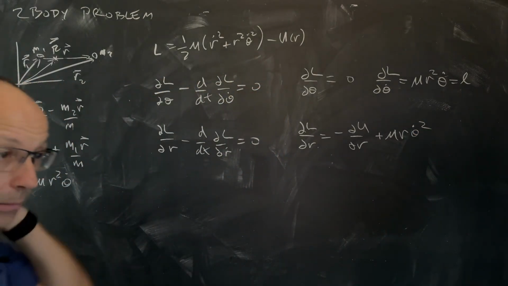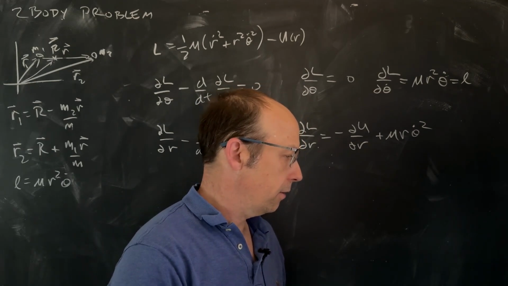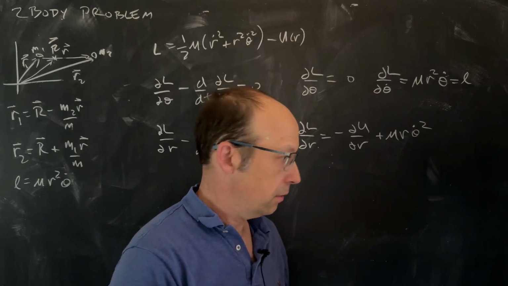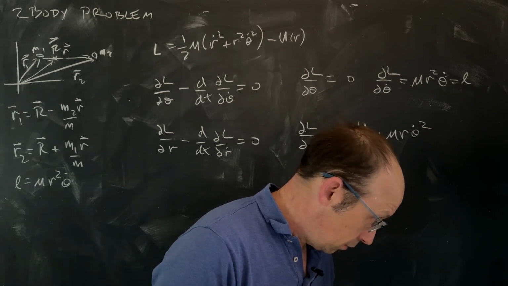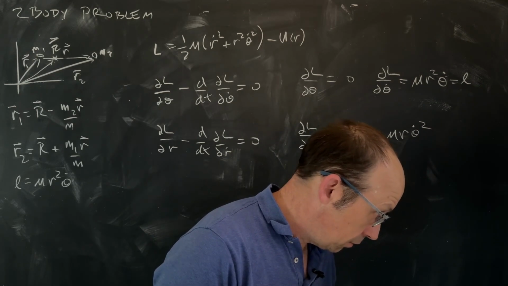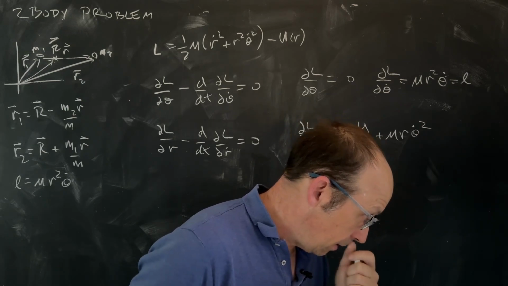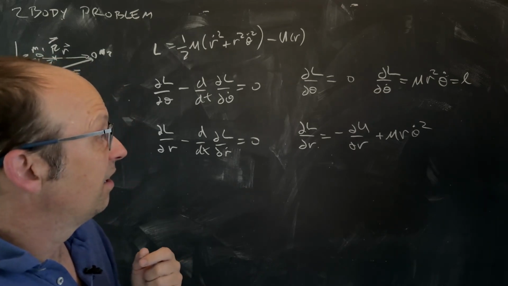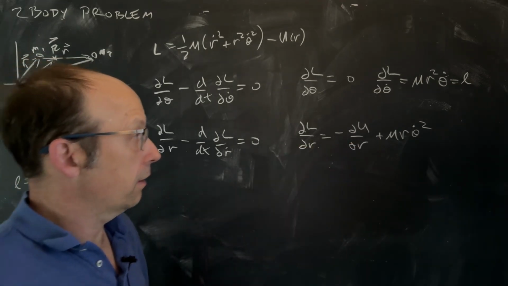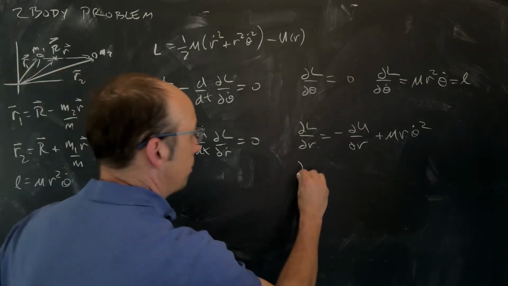Whew, almost made a big mistake there. Let's just double check I'm not way off track here. Okay, let's see. Did I get that right? Mu r squared, yep, mu r squared theta dot squared. Okay, now let's take the partial of L with respect to r dot.